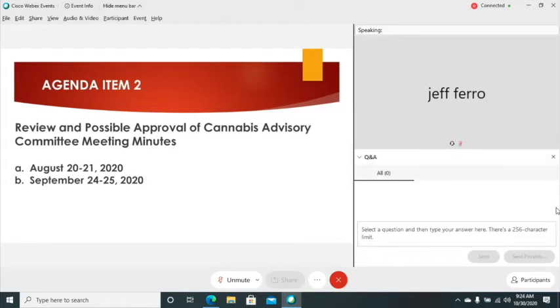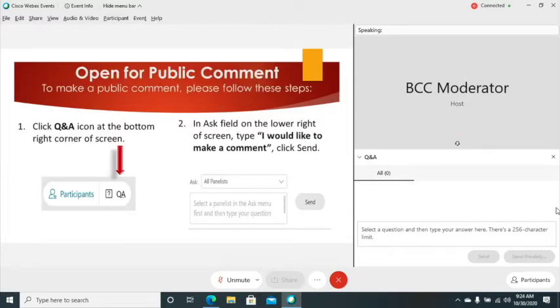This is the moderator, and at the direction of the committee, I have opened the Q&A panel. If you would like to make a public comment regarding agenda item number 2, the approval of meeting minutes, please click on the Q&A icon at the lower right-hand corner of your screen and type, I would like to make a public comment. All comments will be addressed in the order received. I will now pause a moment to allow individuals time to access this feature. At this time, we've received no requests for public comment. Would you like me to close this feature? Please do. Feature has been closed.